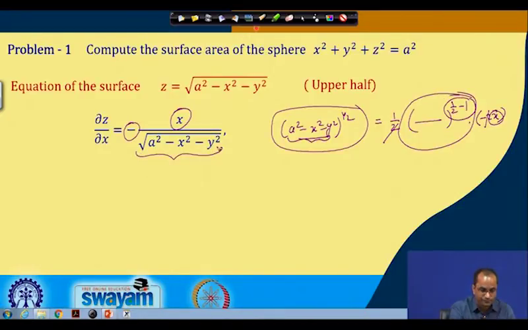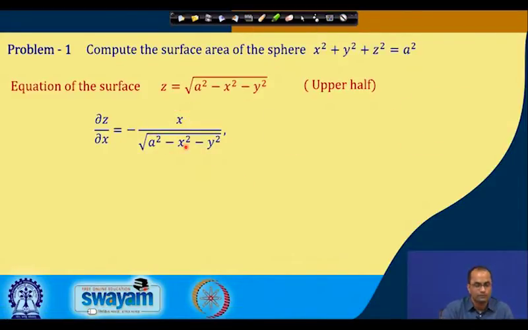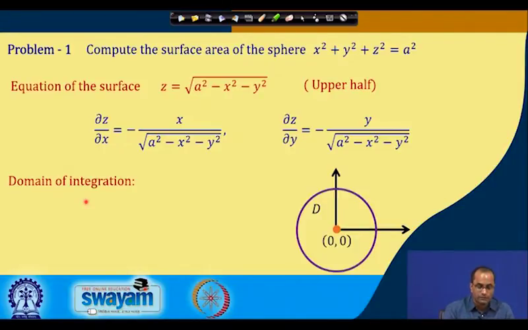So, that is the partial derivative with respect to x of this function. And then we have the partial derivative similarly with respect to y. The only difference will be, now instead of x we will get this y there, and the domain of integration which we have just discussed, when we project this upper semi sphere into the xy plane.